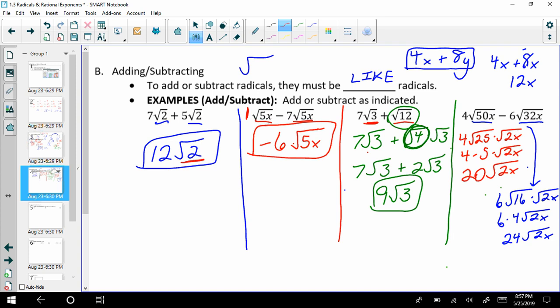Okay, I'm not done, because now I have, here was the red one, and there was subtraction in between them. Since they are now both square root 2x's, I can combine them. So 20 of them minus 24 of them, I should get negative 4 square root 2x. That's my final answer.